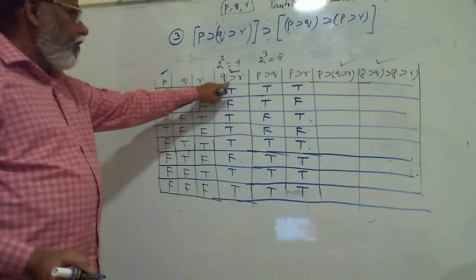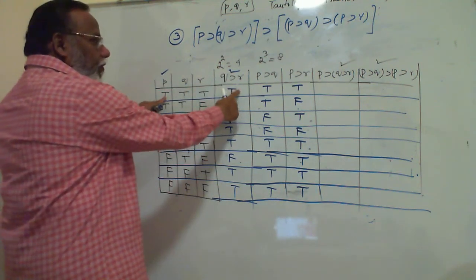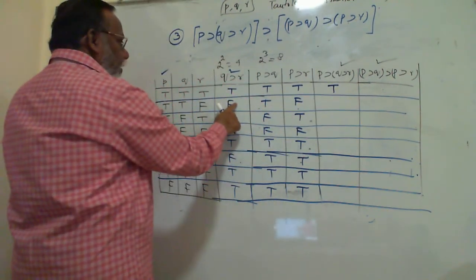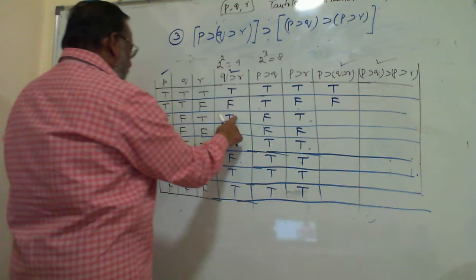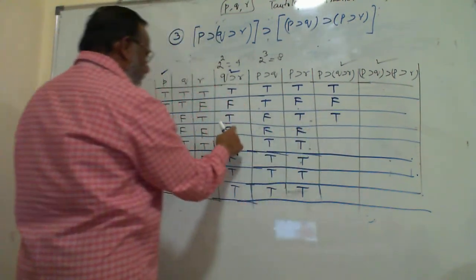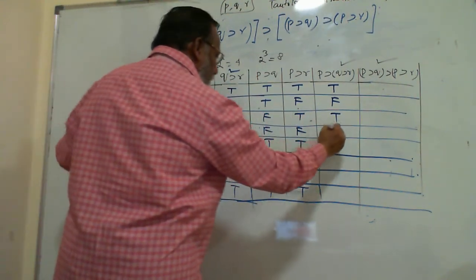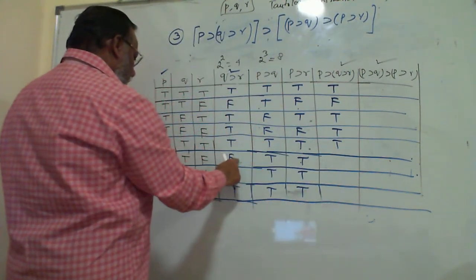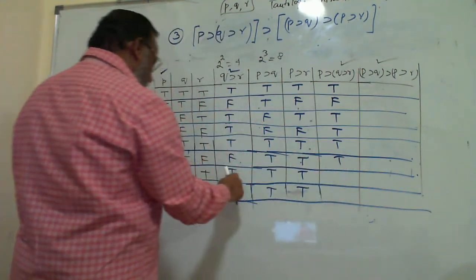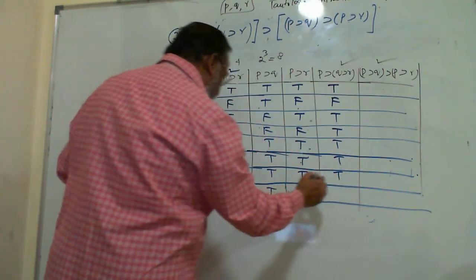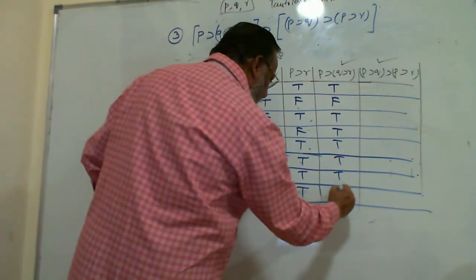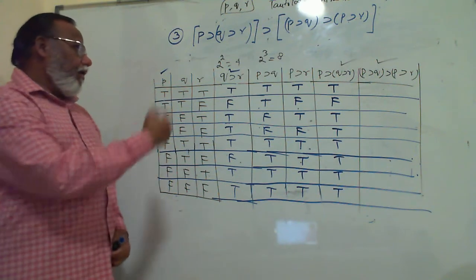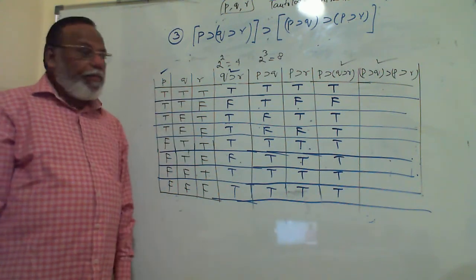P implies this. So here T and T will give me T. Now T and F will give me F. T and T will give me T. And here T and T will give me again T. F and T will give me T. And F and F will give me T. And F and T will give me T. And F and T will give me T. So we are just repeating the same rule, okay? But the only thing is it is a little bigger and easy to do.